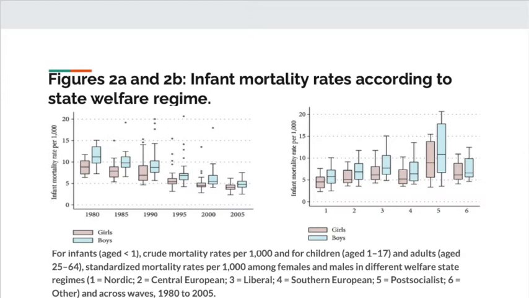Here we can observe the standardized mortality rate per 1,000 citizens among females and males in different welfare state regimes, 1 being Nordic, 2 Central European, 3 Liberal, 4 South European, 5 Post-Socialist, and 6 being Other. This information is also represented across waves, 1980 to 2005. There are some main takeaways.